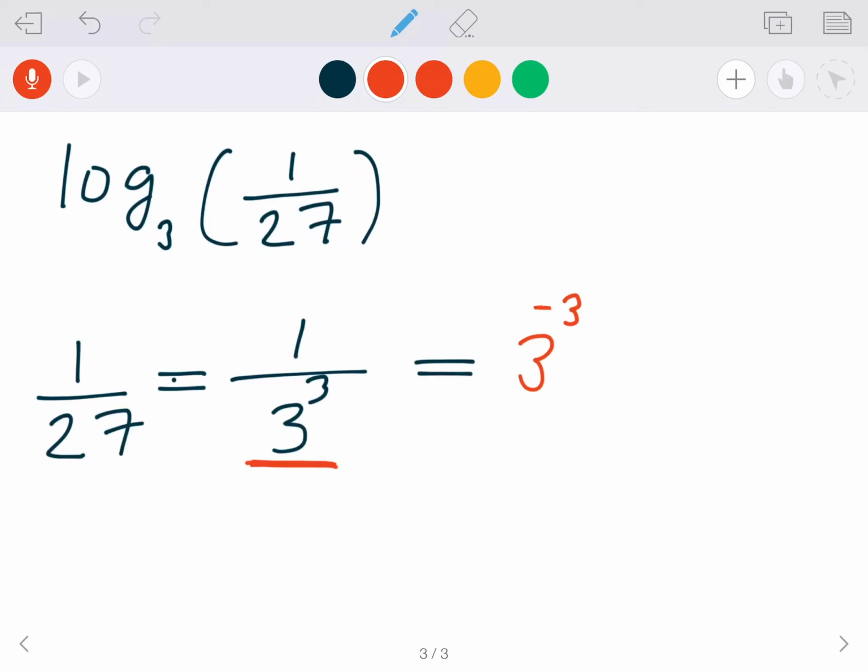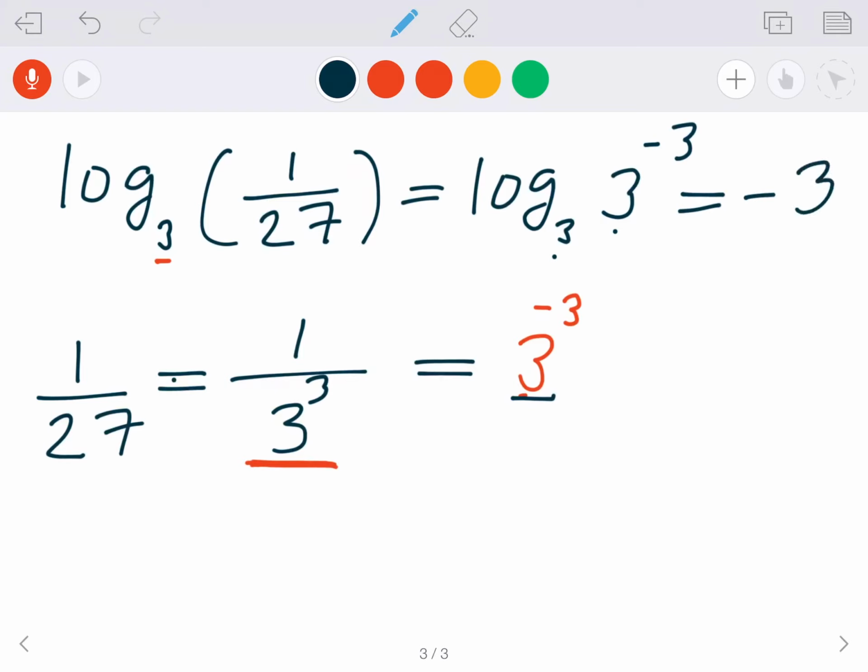The reason we want to do that is we want to make this number and this number the same. Then we will get log base 3 of, for 1 over 27, 3 to the power negative 3. Since here we have these two the same, 3 and 3, the answer is negative 3. Clear?